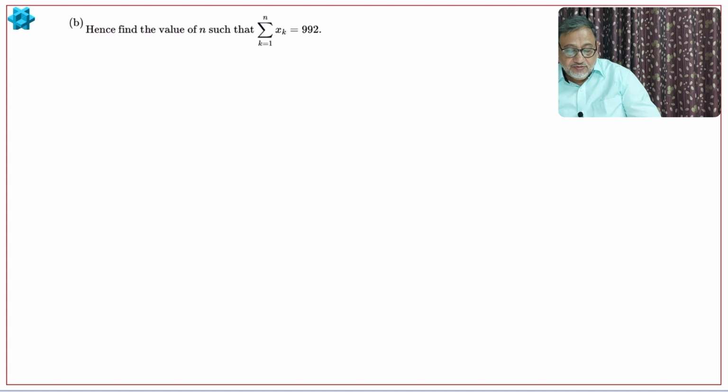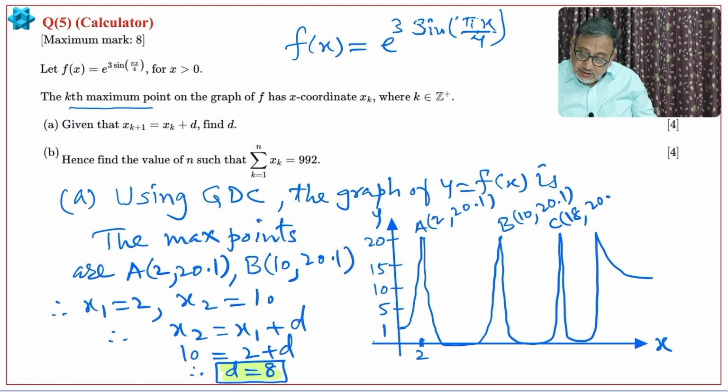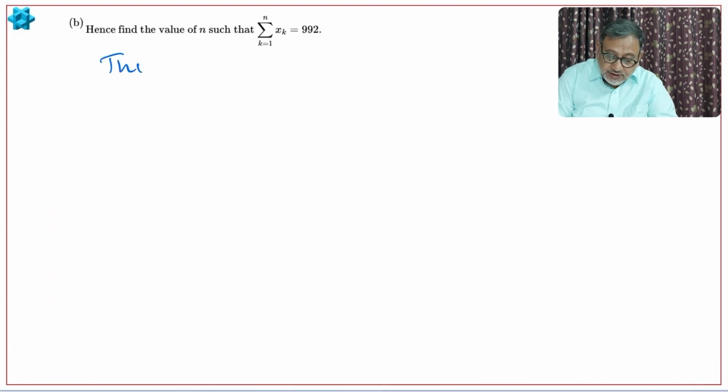Hence find the value of n such that sigma xk is 992. Okay, sigma xk, all the x coordinate sum is 992. Now look here, if you look at this sequence of x only 2, 10, then I can find the third also. Let me see, third is 18. So 2, 10, 18. So 8, 8, 8. D is 8.